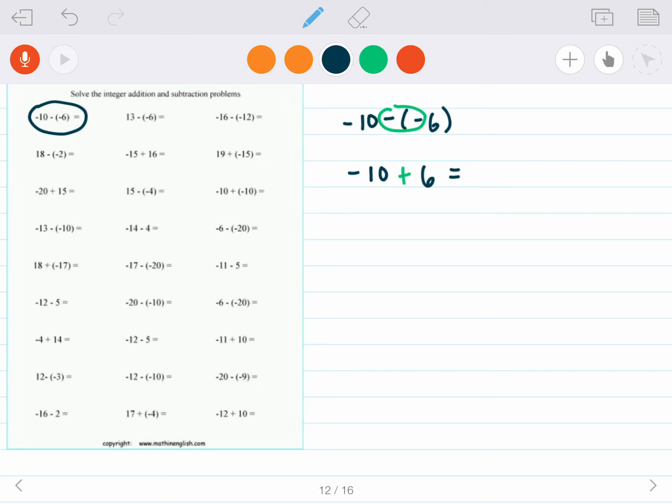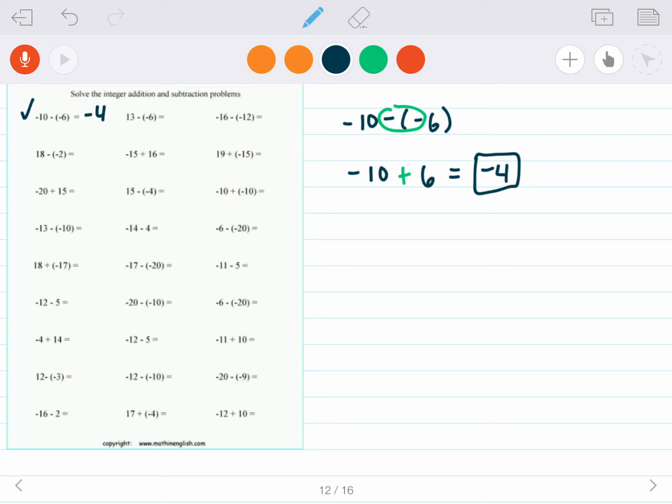And now I can say, well, I have opposite signs. I have a negative 10 and a positive 6, so I subtract the two. 10 minus 6 is 4. I take the sign of the larger. The larger number out of 10 and 6 is 10, and it has a negative sign, so I take its sign. So our answer here is negative 4.